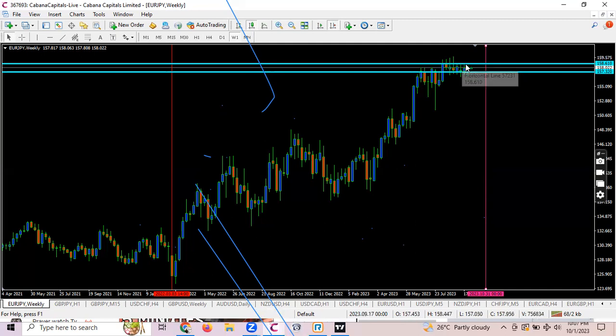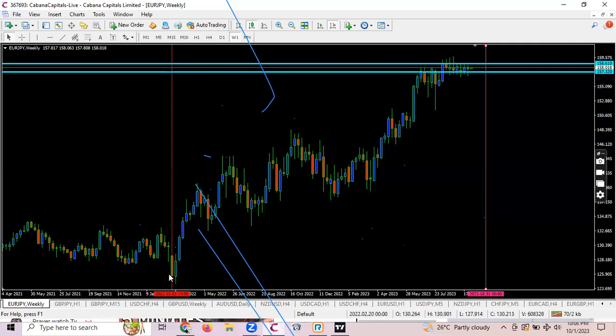You have a lot of stop losses at this level. You also have stop losses at this level. So they might want to clear those stop losses, okay, at those levels before price starts dropping. Okay, so don't just jump in and buy.